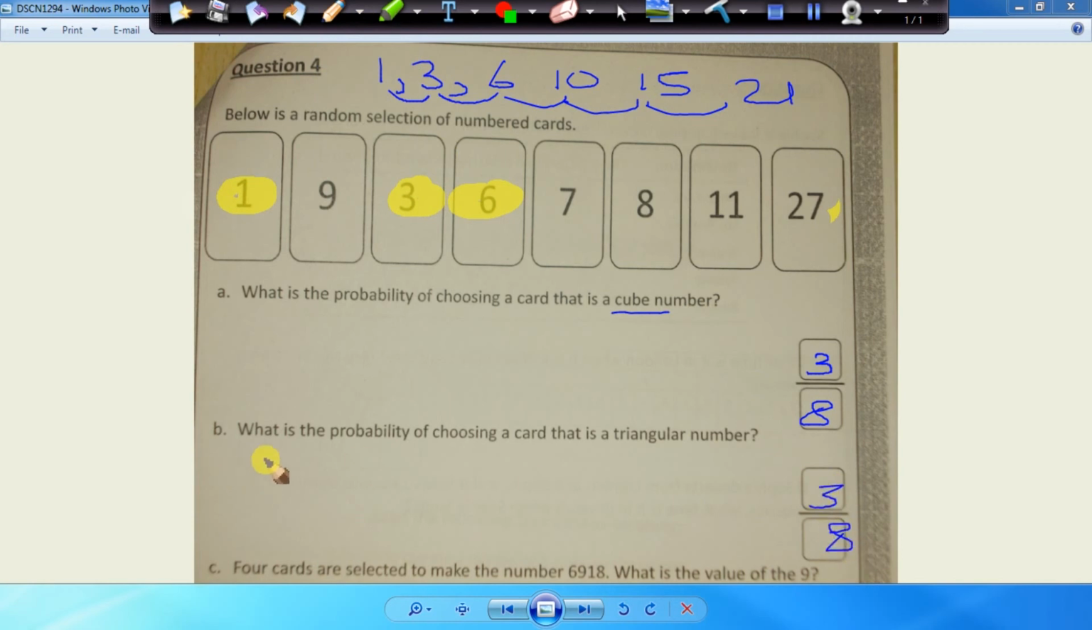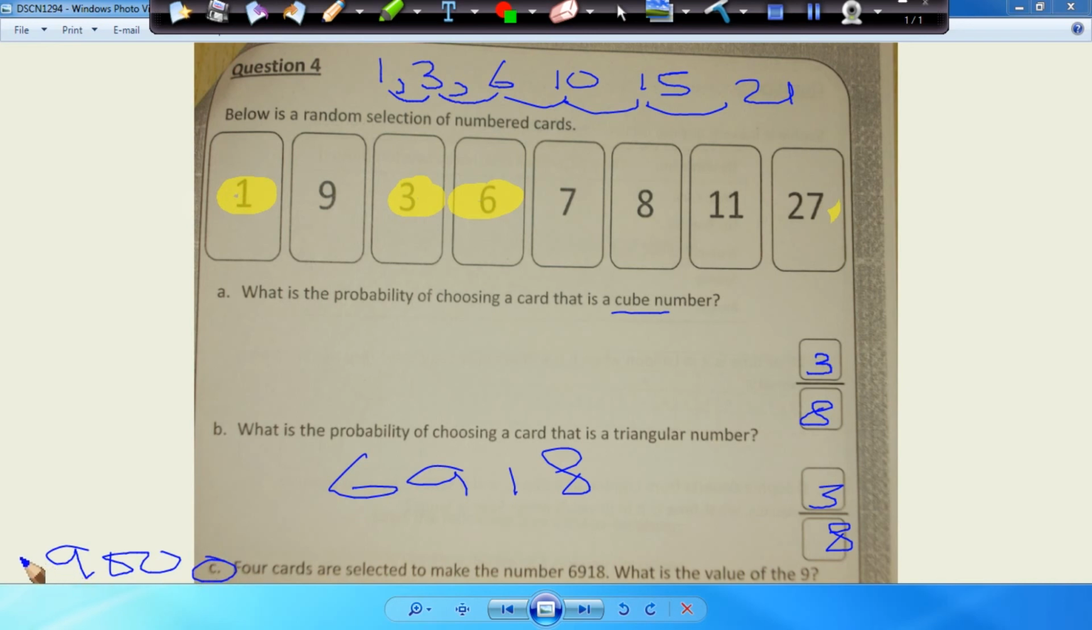Okay, question C, I'm going to read it out to you. 4 cards are selected to make the number 6918. What is the value of the 9? So if you have 6918, units, tens, the 9 has a value of what? 900. Okay, that's the value of it. So the answer to question C will be 900.